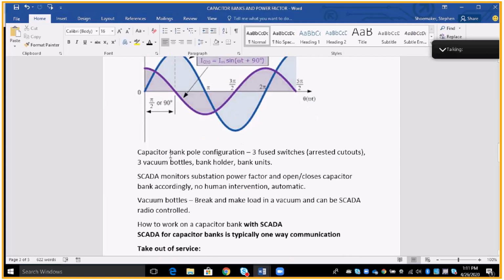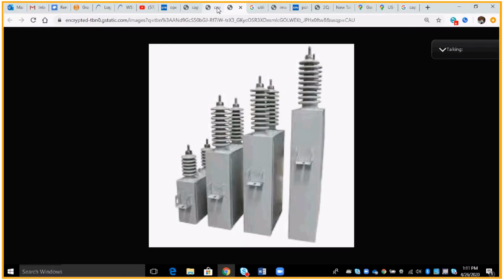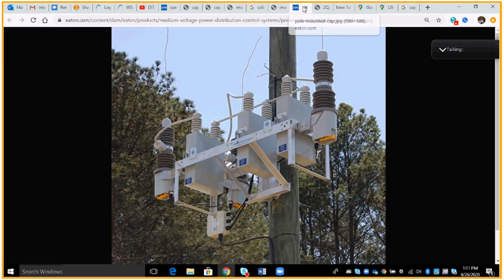So what's a capacitor bank pole configuration? Let's take a look at it so we get down to all of our material that goes on in a capacitor bank. Let's talk about the bank itself here real quick. All right, so I have my low side riser here, here, and here coming off the switch.